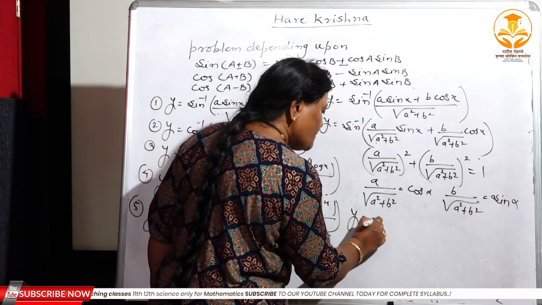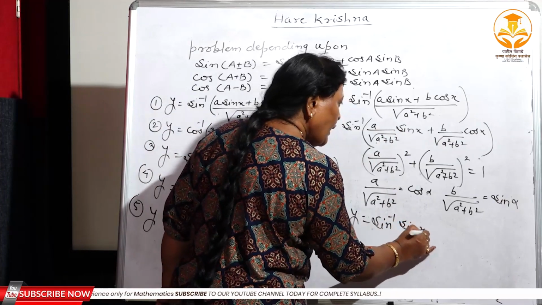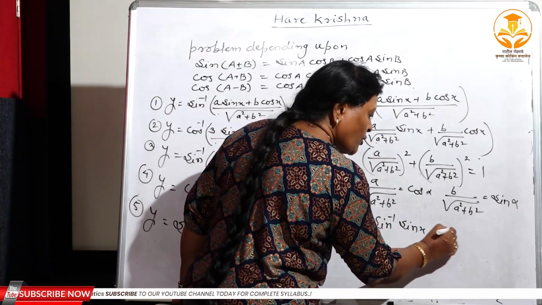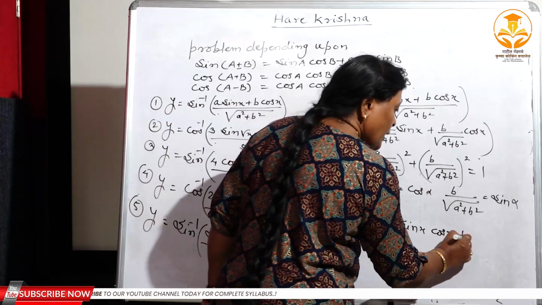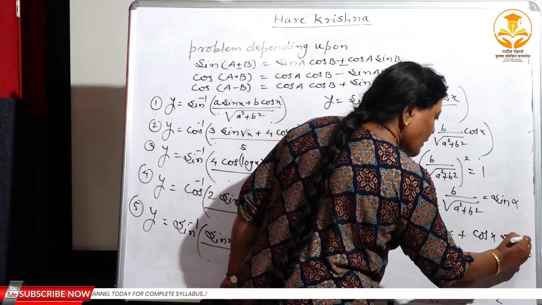Therefore this y becomes sin inverse of, see, this is sin x, here again a divided by root of a square plus b square, that is cos alpha, isn't it, plus cos x, and here b divided by root of a square plus b square you can write as sin alpha.